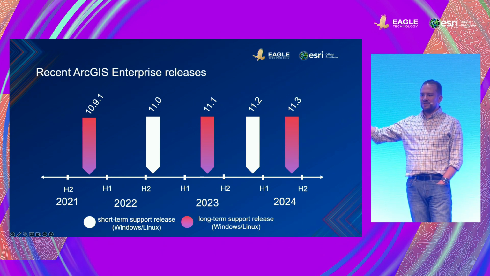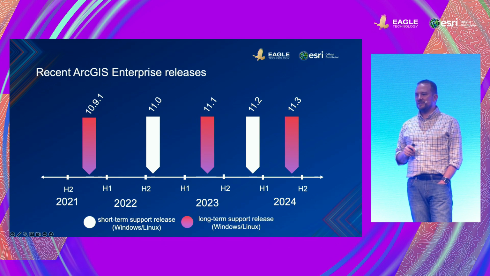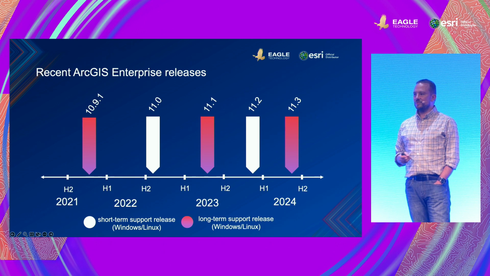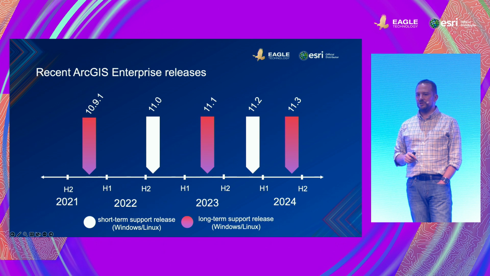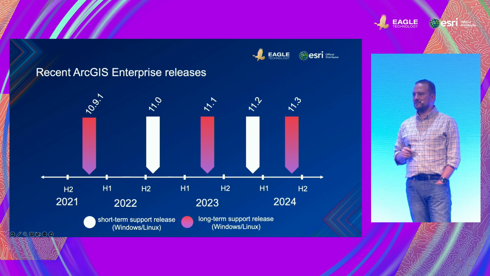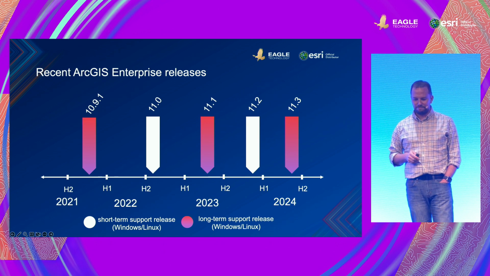Luckily, ArcGIS Enterprise 11.3, which was released just a few months ago, is the latest release and is a long-term support release. So if you're not already on 11.3 and you're wondering, where should I go? 11.3 is the answer. Very easy right now. Just go to 11.3.